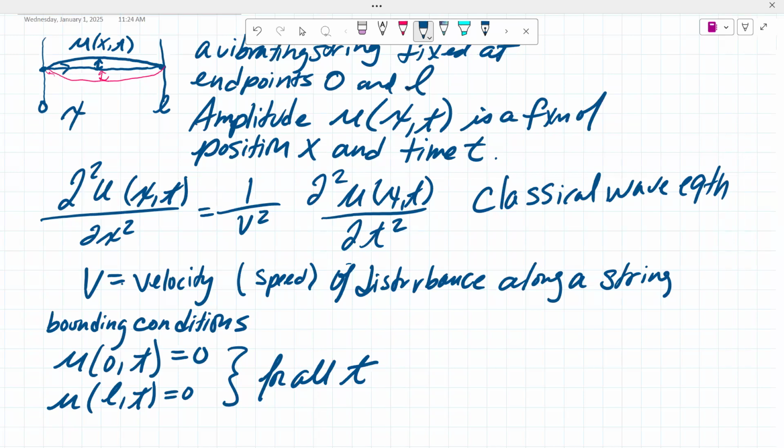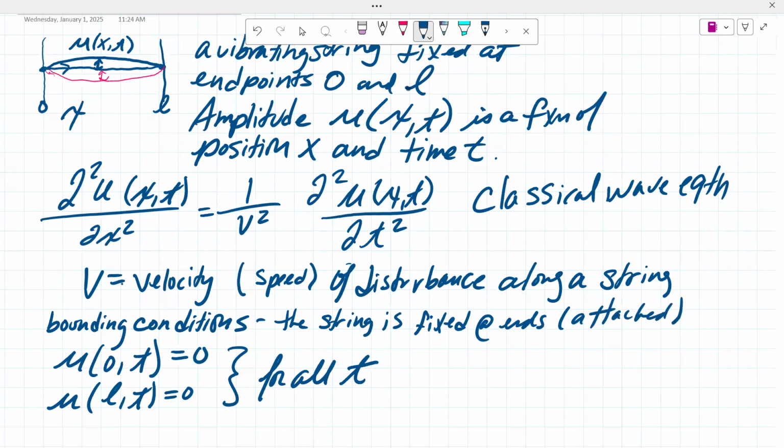Now this will become important because, as we saw, we can use the boundary conditions in order to solve for the integration constants. So basically what all this means is the string is fixed at the ends. It's attached. That's what it means, and that's how we can mathematically write that.